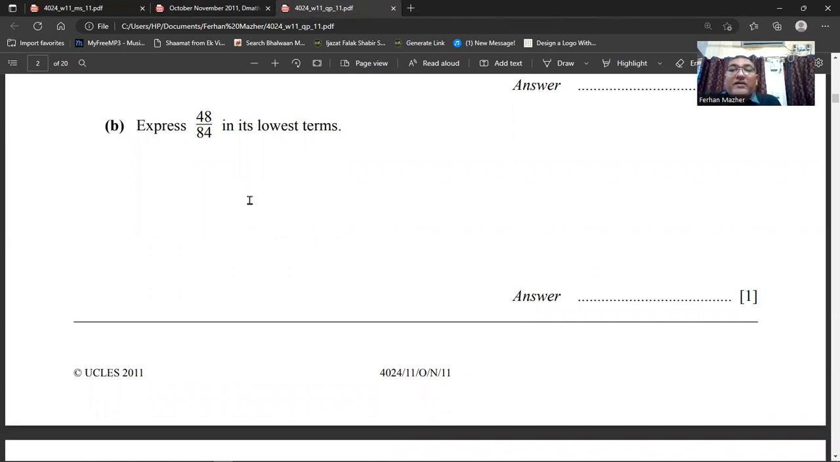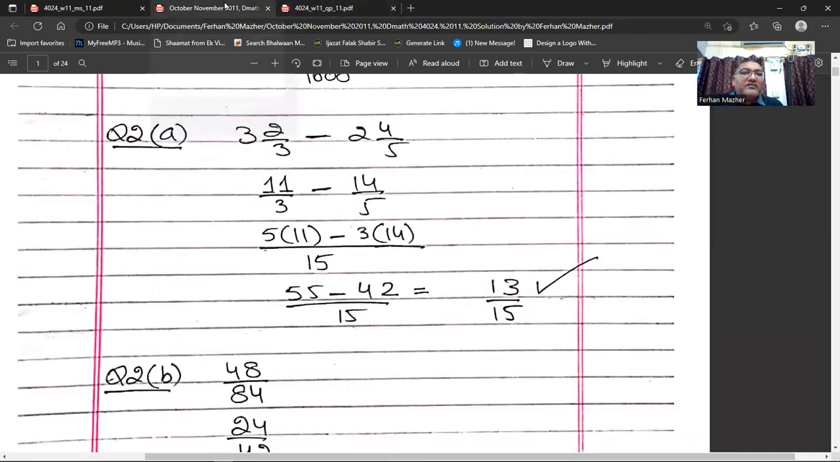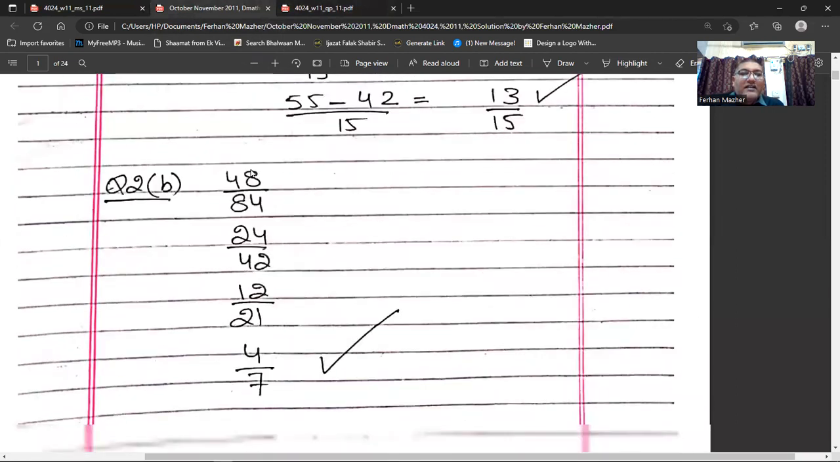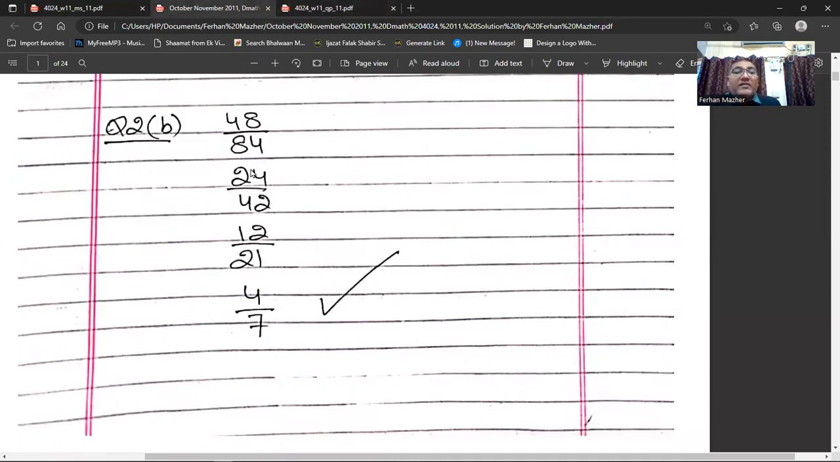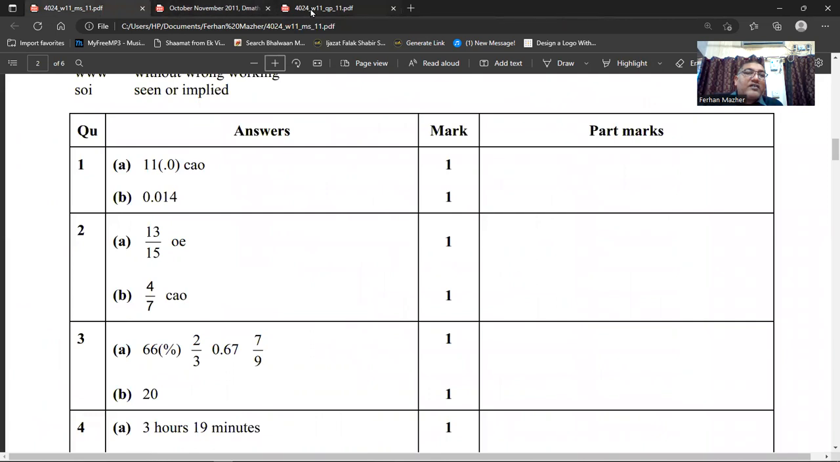It says express 48 by 84 in its lowest terms. So they can be divided with the table of 2. So 48 divided by 84, both can be cancelled with the table of 2. So it will be 24 by 42, again divide with 2. So you will have 12 by 21, now divide with 3. You can cancel both the numerator and denominator with 3. So you will have 4 by 7. So the answer is 4 by 7. So that answer is right.